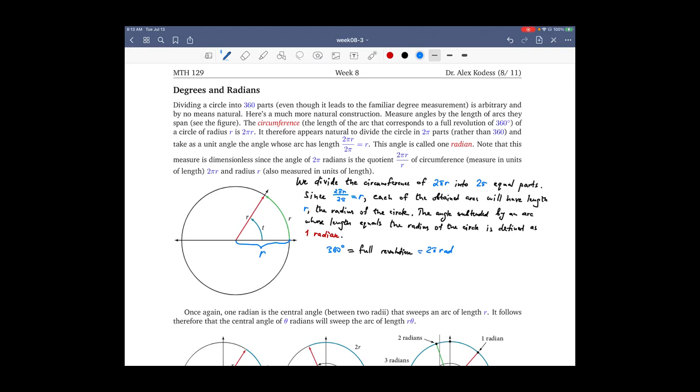And immediately from this, if we divide this equality by 360, we get that 1 degree equals 2 pi over 360 radians. In other words, 1 degree is, upon cancellation by 2, pi over 180 radian.